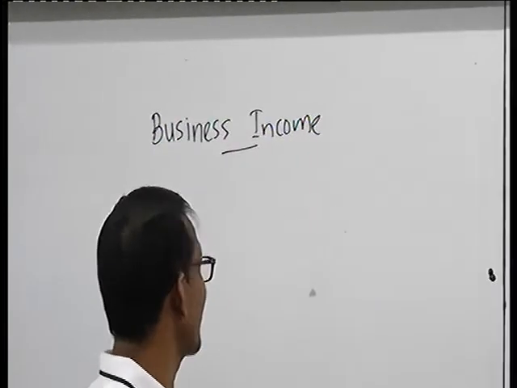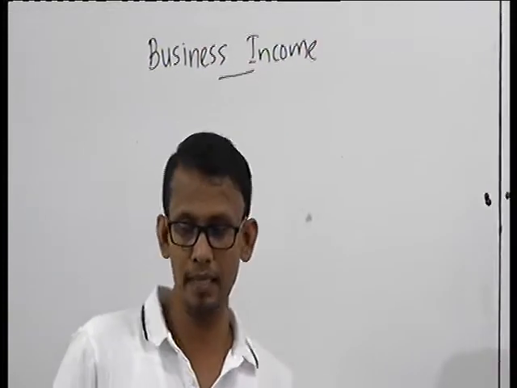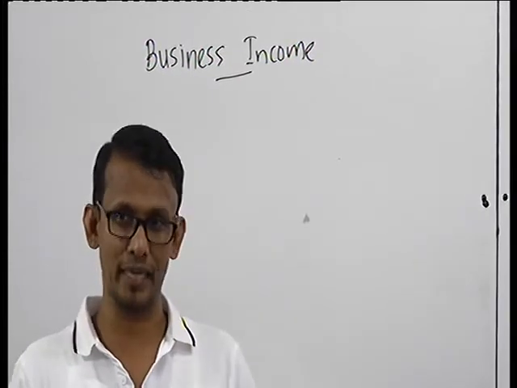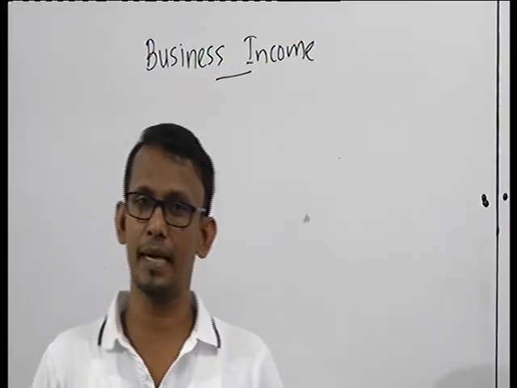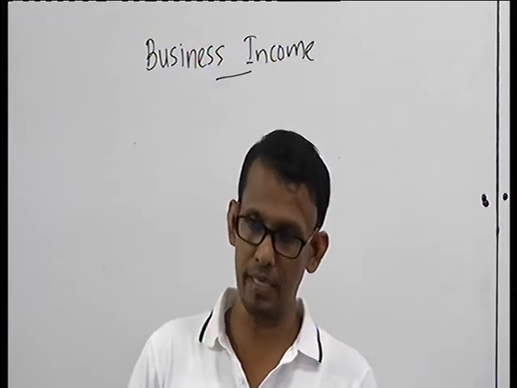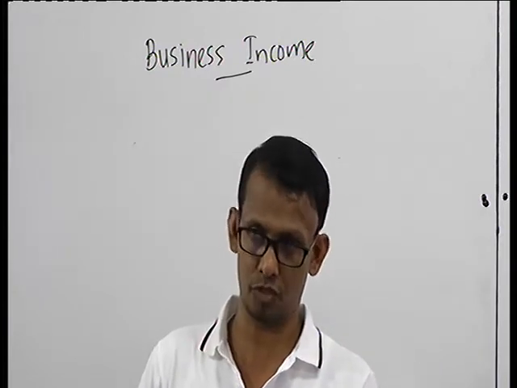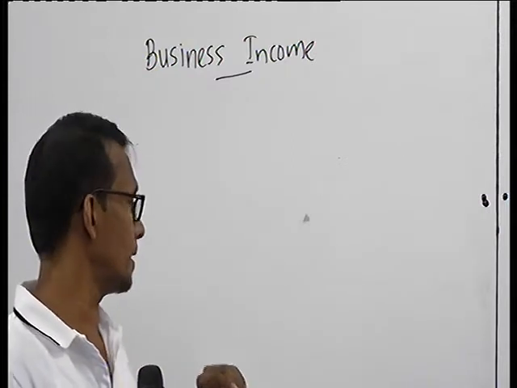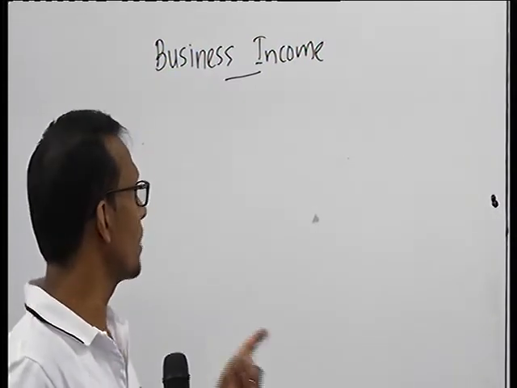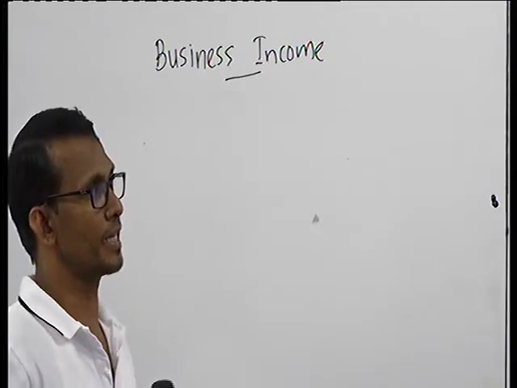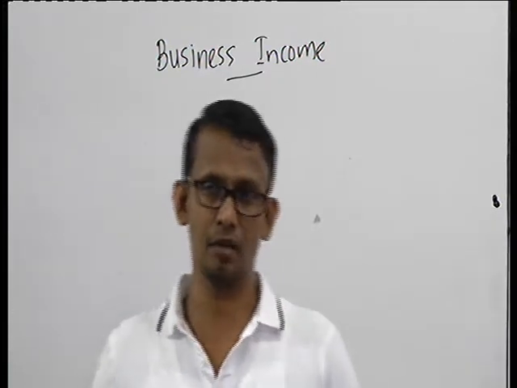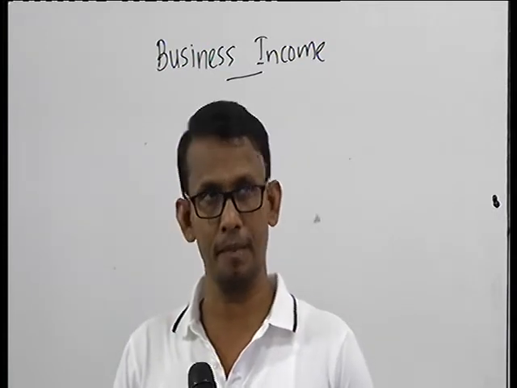So, as I explained to you all earlier, under the New Inland Revenue Act, there are 4 different sources of income: employment income, business income, investment income, and other sources of income. Since we have discussed employment income, now we are going to discuss business income. This is a bit more complicated area, not like employment income.